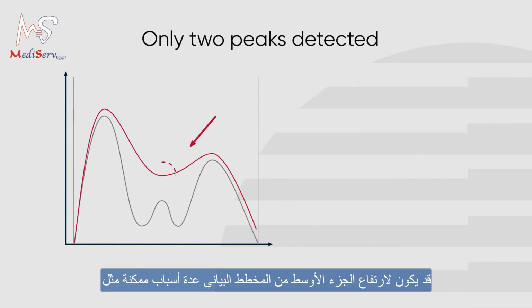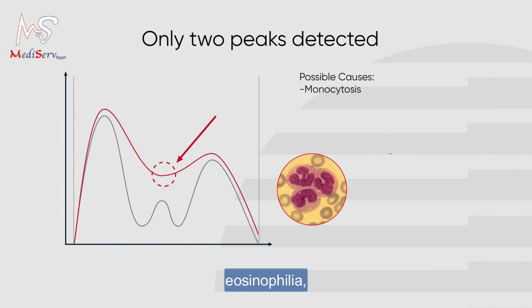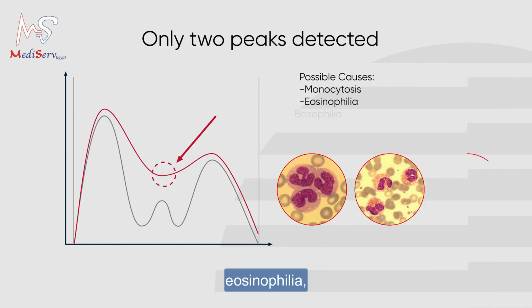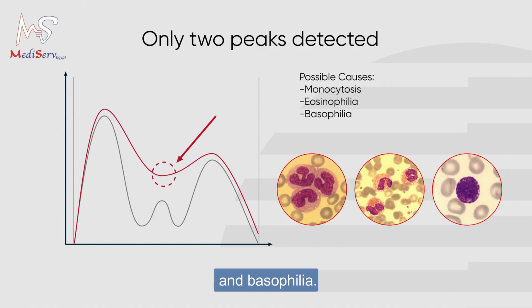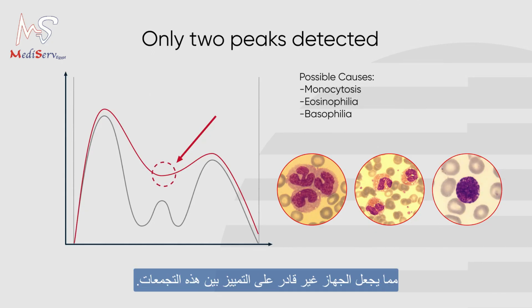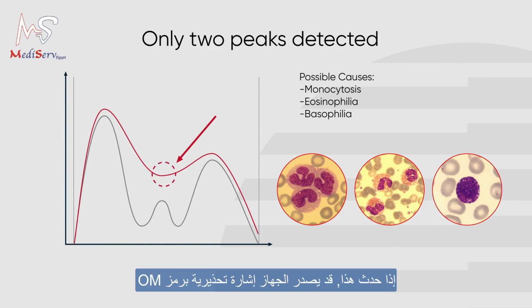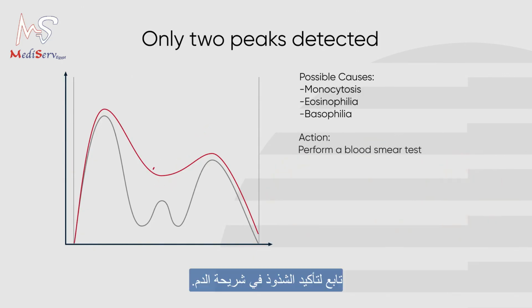An elevation in the midsection of the histogram could have several possible causes such as monocytosis, eosinophilia, and basophilia. The reason is that the high increase of mid-cells causes the lymphocyte and granulocyte peaks to merge, and the analyzer is unable to distinguish in between the populations. If this occurs, the instrument may show an OM flag. Proceed to confirm the abnormality in smear.